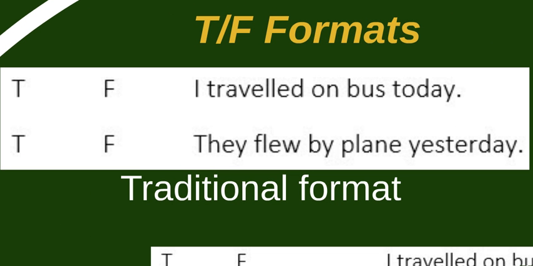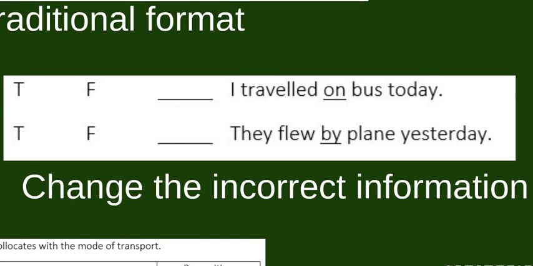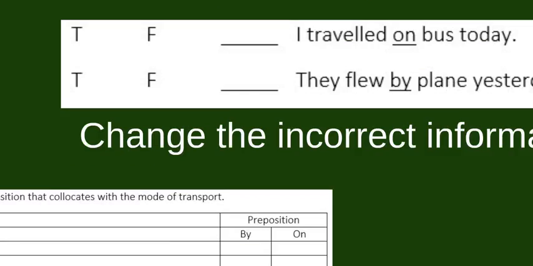The traditional format: just circle T or F or write T or F. I traveled on bus today. Is that sentence correct? No, false. They flew by plane yesterday. That sentence is correct. You could also take the same questions, underline the piece that you're focusing on, and have them change it if the answer is false. I traveled by bus today. They flew by plane yesterday. True, so they changed nothing.